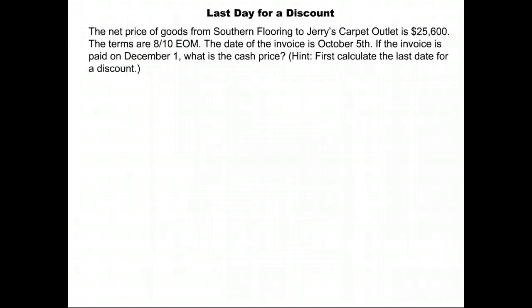Okay, here's another example. The net price of goods from Southern Flooring to Jerry's Carpet Outlet, again, is $25,600. Again, we have the dating 8/10 EOM. The date on the invoice is October 5th. If the invoice is paid on December 1st, what is the cash price? What are they paying? Well, let's first see if they get a discount or not.